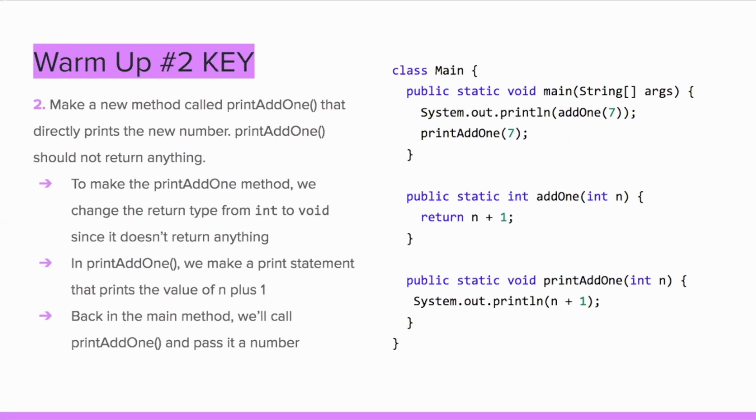For question 2, we want to create another method called printAdd1. We can copy paste our add1 method, but we will have to make some changes. We need to first change the return type from int to void, because we do not want to return any values for the printAdd1 method. Inside the method, we want to write a print statement that prints n plus 1 in the place of the return statement. Finally, in the main method, we call printAdd1 and pass it an arbitrary number. Here we've used the number 7.